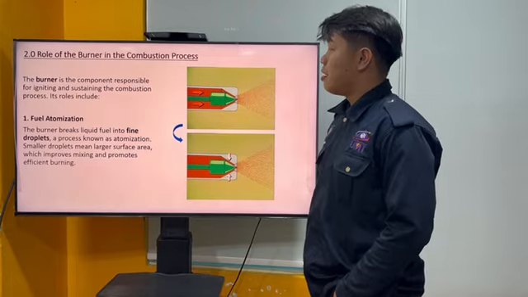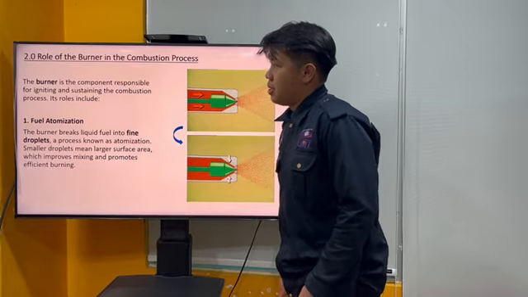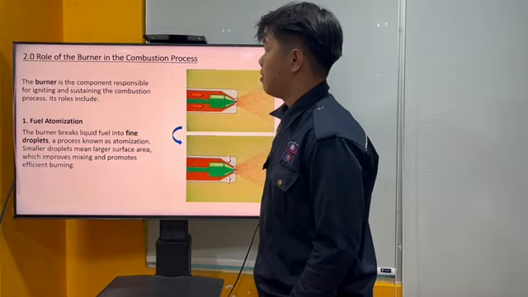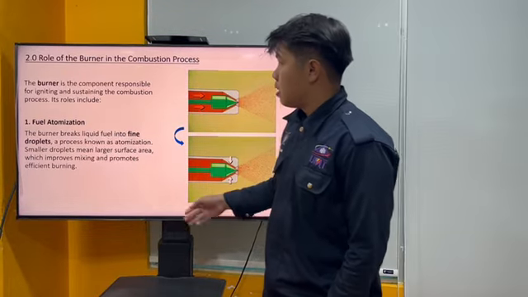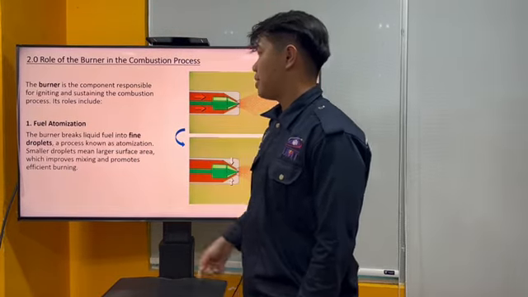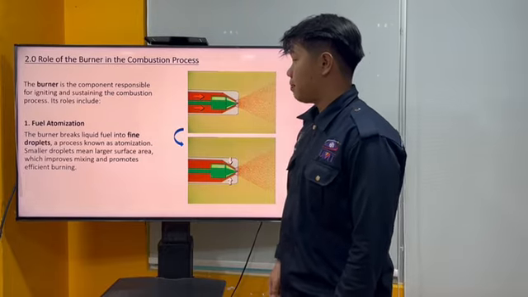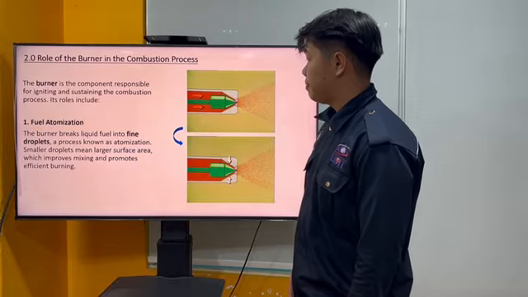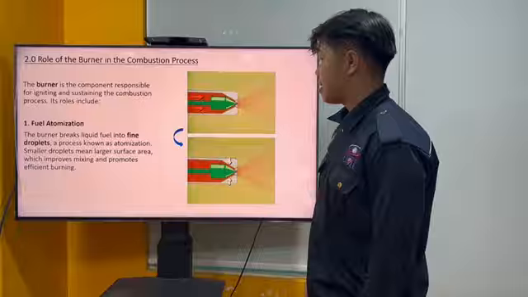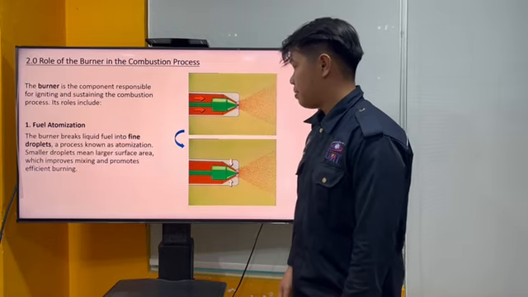Next is the role of the burner in the combustion. Burner is a component responsible for igniting and sustaining the combustion process. Its first role is fuel atomization. The burner breaks the liquid fuel into fine droplets, a process known as atomization. Smaller droplets mean larger surface area, which improves mixing and promotes efficient burning.